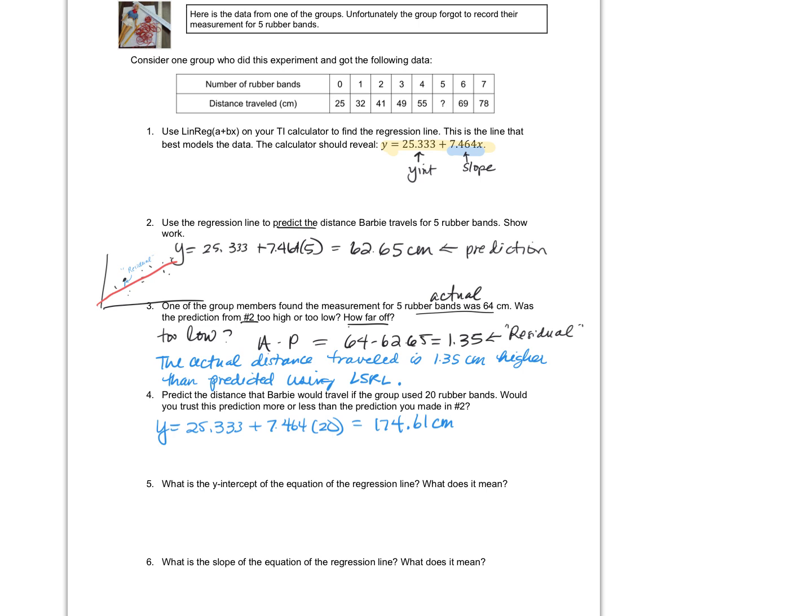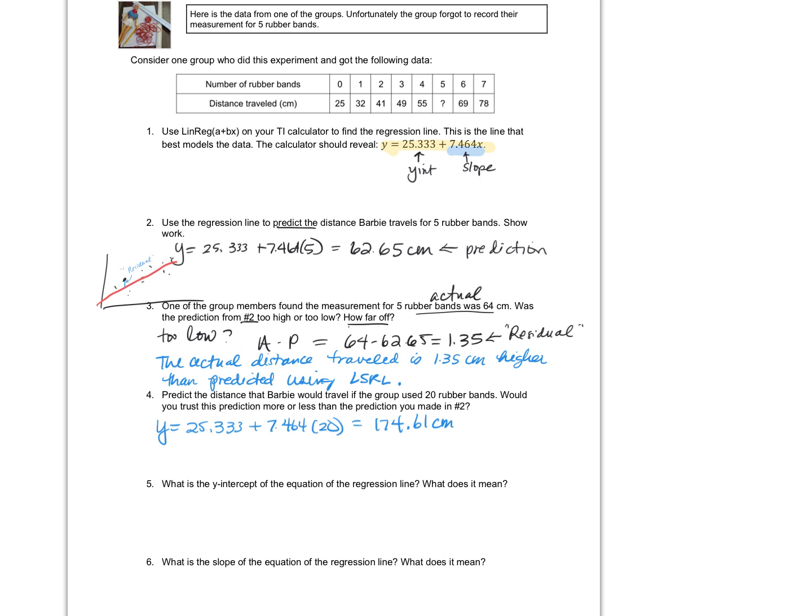Nobody? Nobody? All right. Here's the kicker. Look at the data collected. How many rubber bands did we go up to when we actually collected data? 7. So this regression equation is only based on 7 rubber bands. It only goes that far. It's only predictable up to 7. Anything outside of that, we don't know the line is good, because maybe that line that was going straight up kind of goes down. Remember how we said outliers can pull it down and change it up? We don't know what's going to happen.